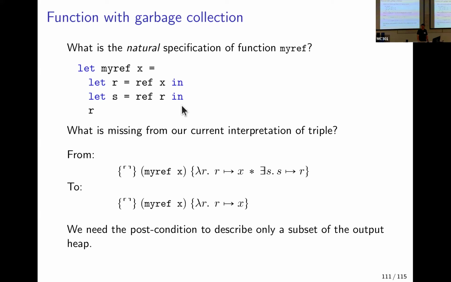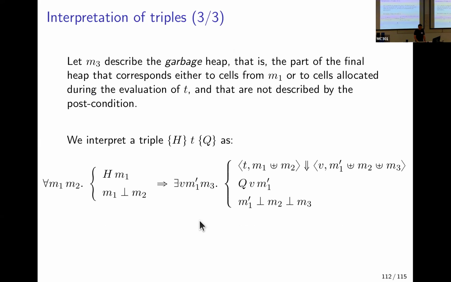If you are in C, that's a memory leak, so you don't want to do this. But if you are in OCaml, that's fine, and so you want to throw this away. So we need the postcondition to describe only a subset of the resulting heap. That becomes something like this, a bit of a mouthful, but that's fine. What was added was this M3 here, which is disjoint from the memory entirely. It could have been allocated, could even have been from M1 and thrown away. It could not have been from M2 though.